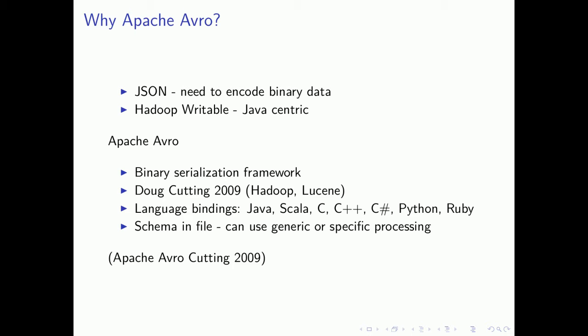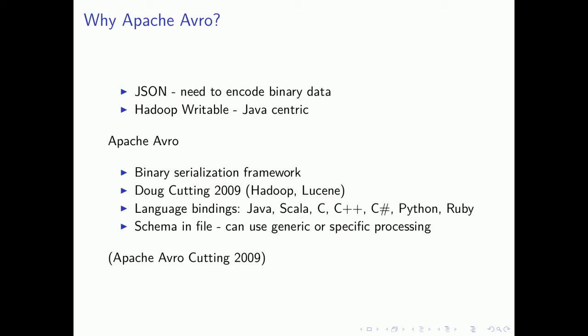One of the most common data formats right now is just straight-up JSON. That's a fine format, except if you want to store binary data, you need to do something to encode that. Of course, if you're doing Hadoop, Hadoop Writables are great. That's what they were invented for in sequence files, but they're very, very Java-centric.